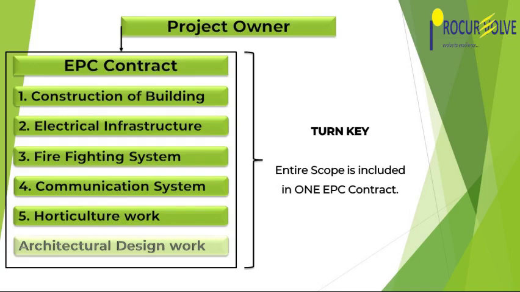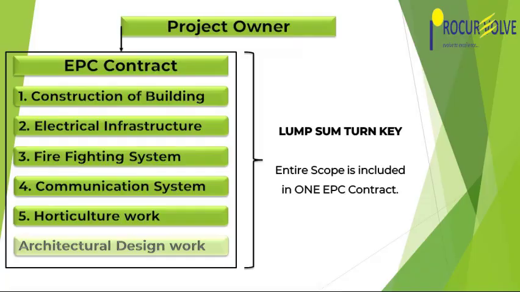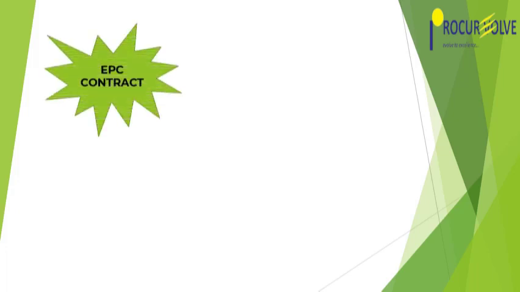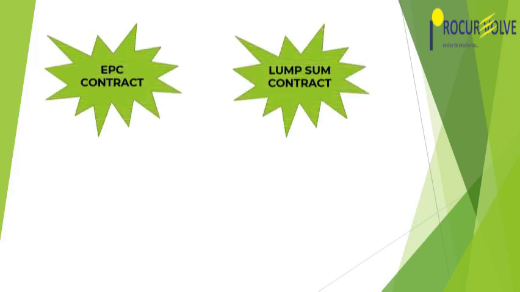Now turnkey contract again may have different price structure. Turnkey contract at times may have bill of quantity or it may have a lump sum price model. So now when the turnkey contract has the lump sum price model, it is called LSTK, lump sum turnkey project contract. So these are the concept of EPC contract, lump sum contract, turnkey contract and lump sum turnkey contract.